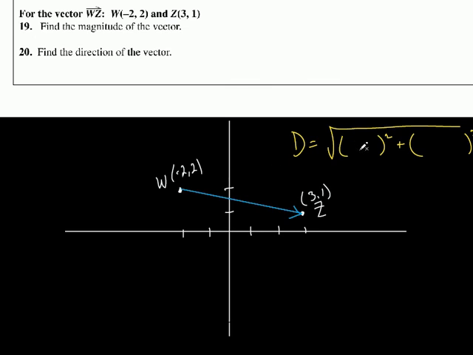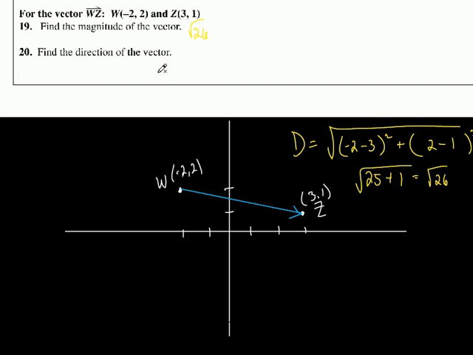So what do we do? Subtract the x's from each other. So it's negative 2 minus 3, and subtract the y's from each other. That's 2 minus 1. Negative 2 minus 3 is negative 5, squared is 25, plus 2 minus 1 is 1, squared is 1, so it's just the square root of 26. You don't even need a decimal for that. Just keep it the square root of 26. That's the magnitude right here. So I would just put the square root of 26, and that's your magnitude of the vector. All right, hope that makes sense.